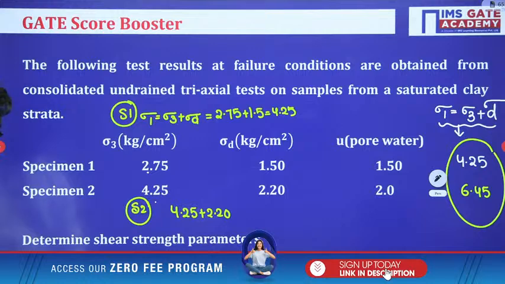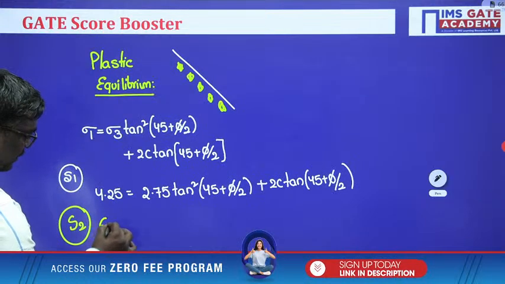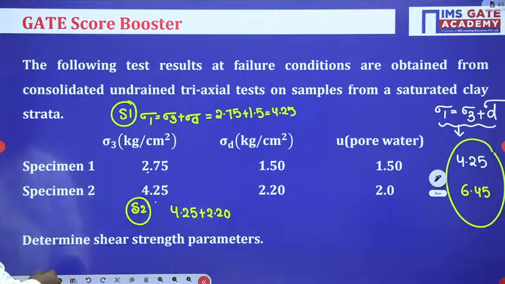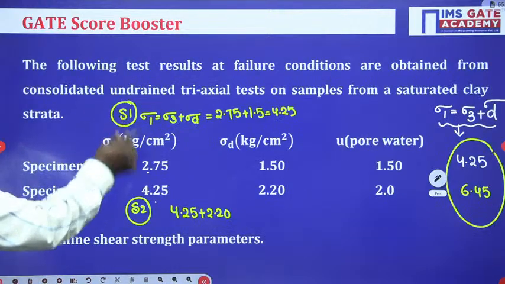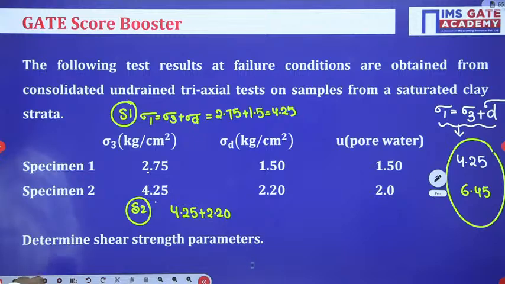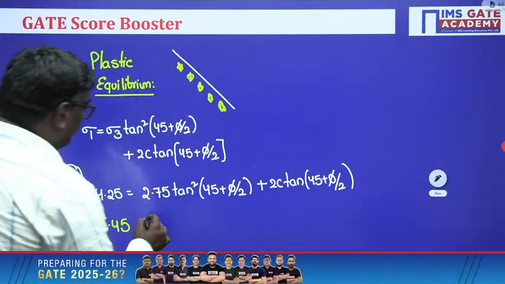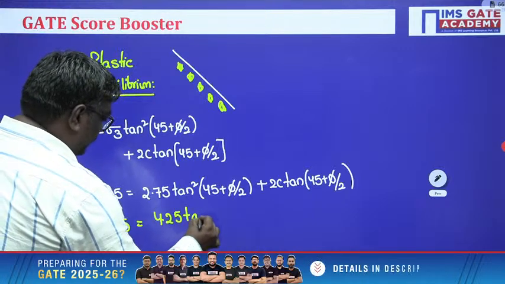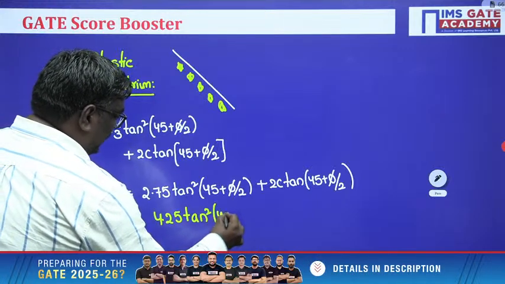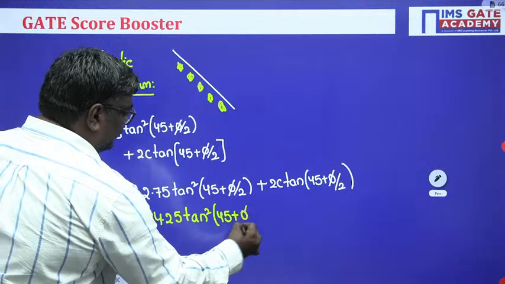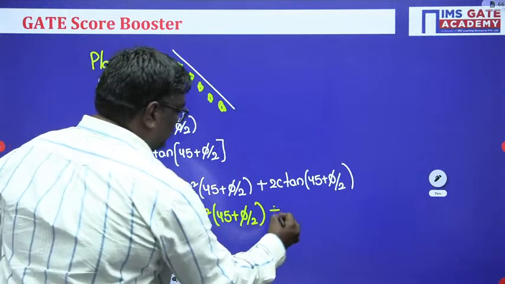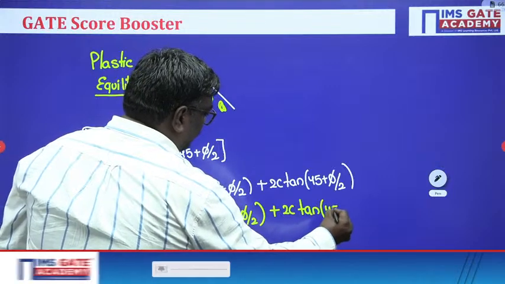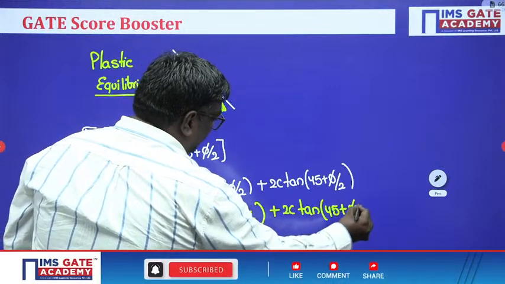Similarly, for specimen 2, sigma 1 is 6.45, and sigma 3 is 4.25. So 6.45 equals 4.25 tan square (45 plus phi by 2) plus 2c tan (45 plus phi by 2).